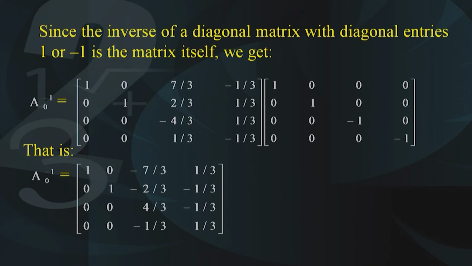And what is our A0 inverse? It is the matrix that we have got as follows: 1 0 0 0, 0 1 0 0, minus 7 by 3, minus 2 by 3, 4 by 3, and minus 1 by 3, 1 by 3, minus 1 by 3, minus 1 by 3 and 1 by 3. So, that is how we have got the A0 inverse which we want.